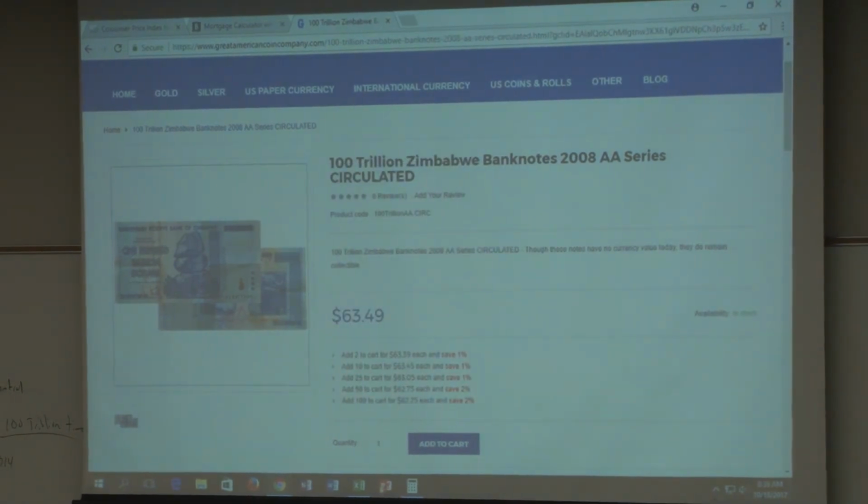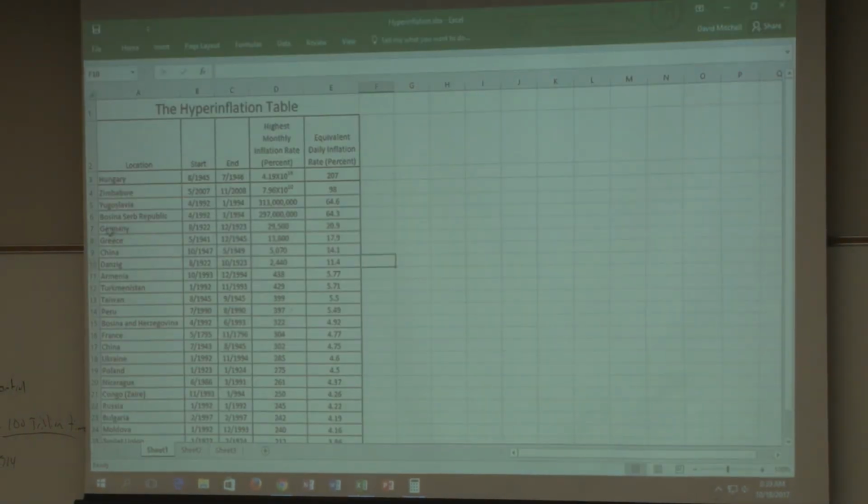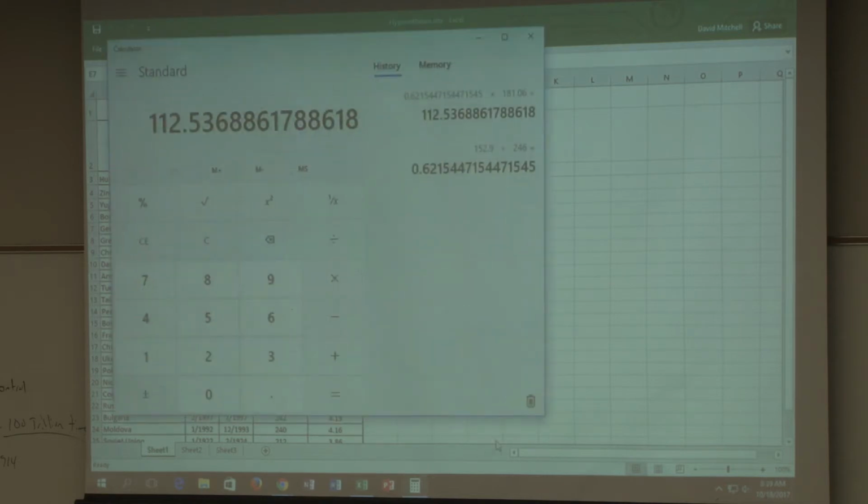Let's use a real world example, and I'm going to use Germany. I'm going to use this one right here. This isn't even the worst one. This is number 5. 20.9% daily inflation rate, right?